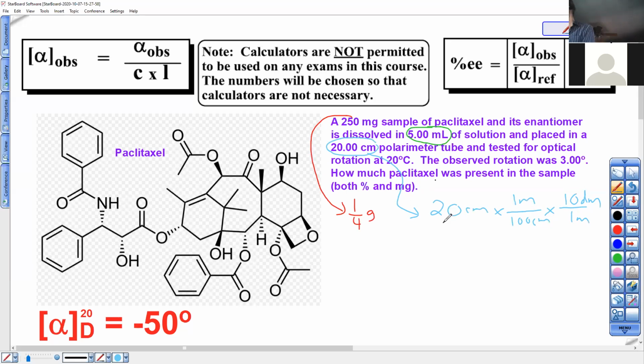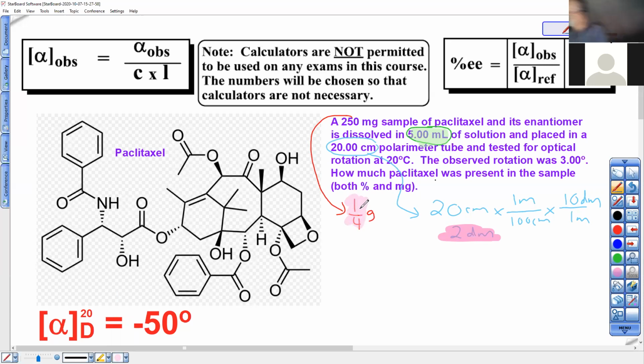You don't have to show me this work on a test. Please just write down 2 decimeters. And we have a 1/4 gram. And we have, unfortunately, green was my color for milliliters. So the 3 numbers that are relevant for us here are 1/4 gram, 2 decimeters, and 5 milliliters.